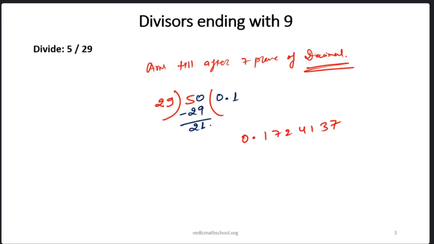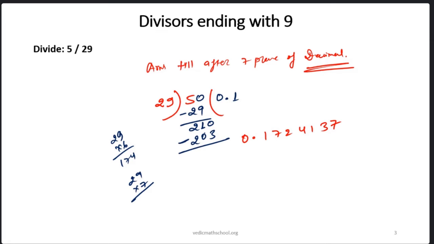Because of the decimal, I have the liberty to put down 0 every time. So now this becomes 210. Now you multiply 29 with 7 times, because I already have the answer; otherwise you would have to use the hit and trial method. 29 multiplied by 6 gives 174. Then you realize we should try 29 into 7 as well. 29 into 7 gives 203.